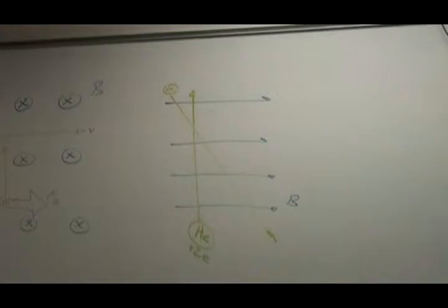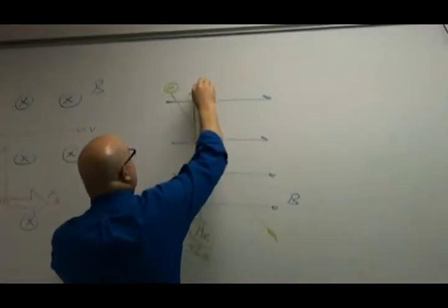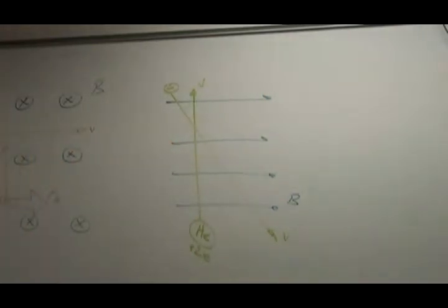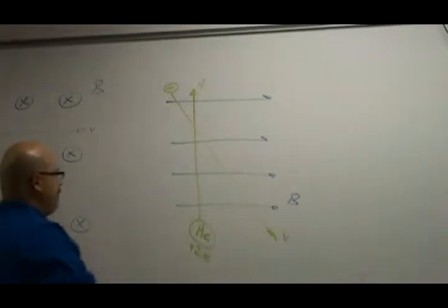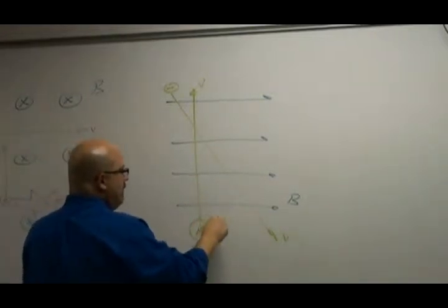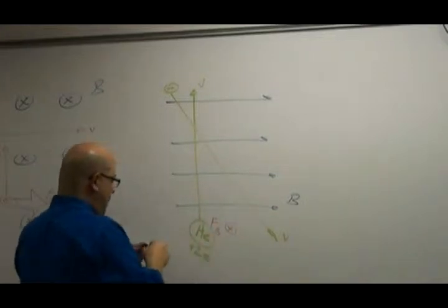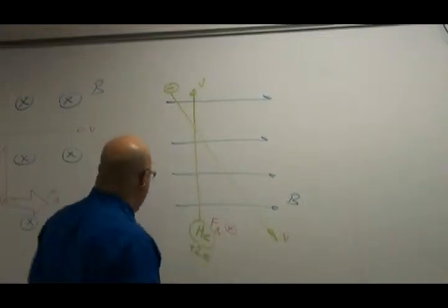Into the board. Yeah, I'm sorry, I didn't write V down, did I? That's the velocity, and that's the velocity. Okay, helium is up, B field into the board, correct? So the force on the helium nucleus would be into the board, right? Okay, what's the force on the electron, or the negative charge?